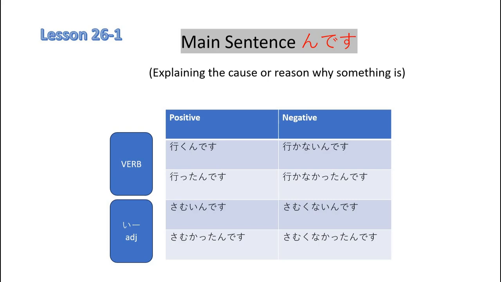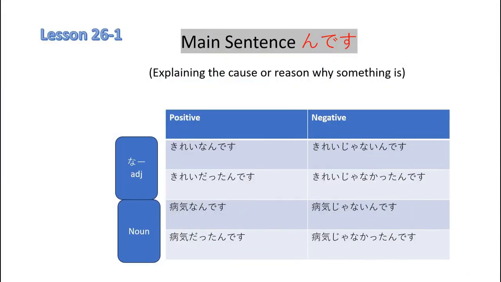Adjective samui. Samui n desu is the positive present. The negative present is samukunai n desu. So here samui becomes samukunai. So it is conjugated as a normal adjective. Samui becomes samukunai and then we add n desu. For the positive past, it is samukatta n desu. And negative past becomes samukunakatta n desu.